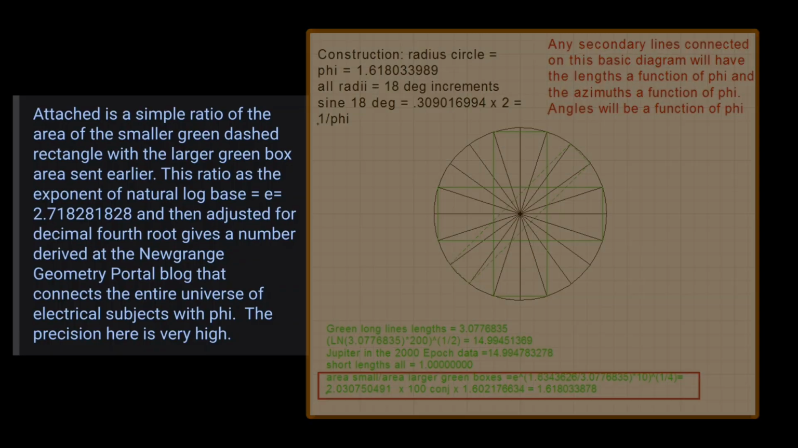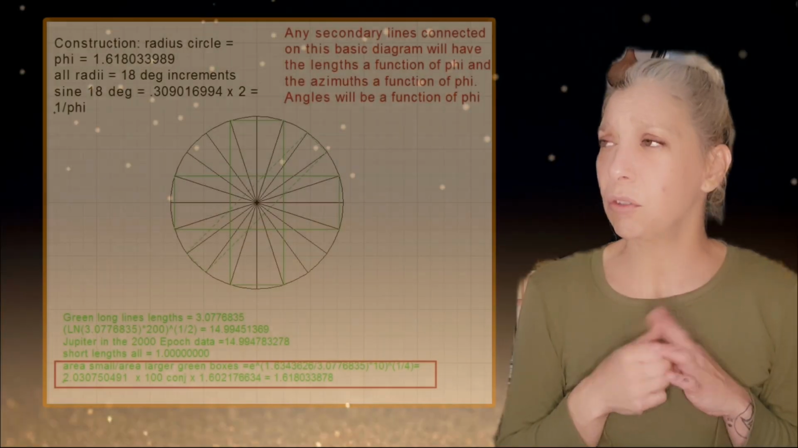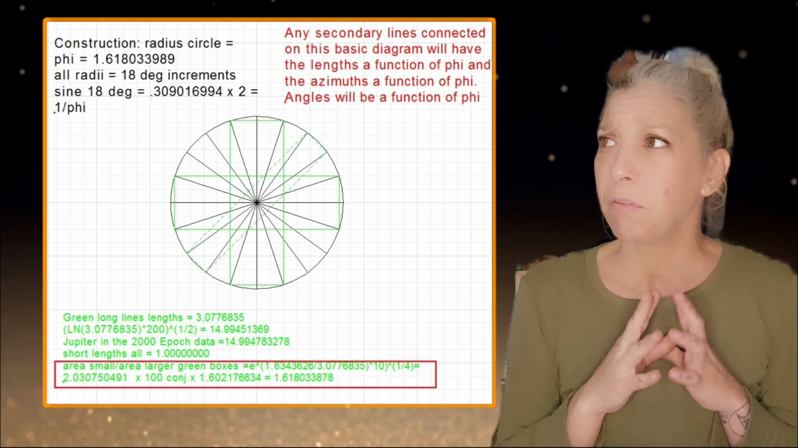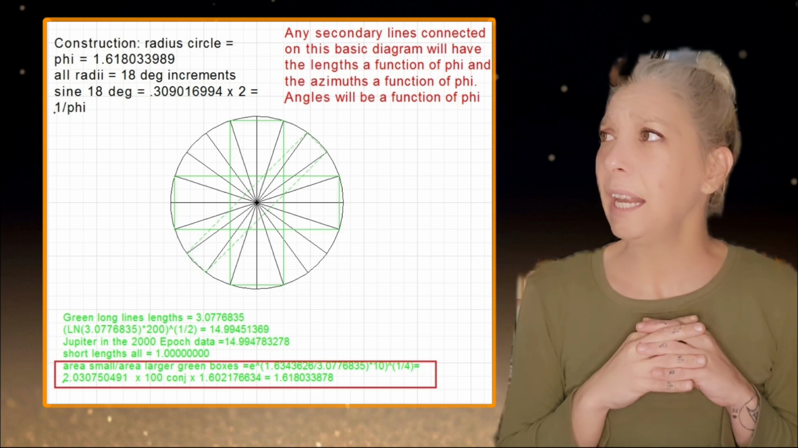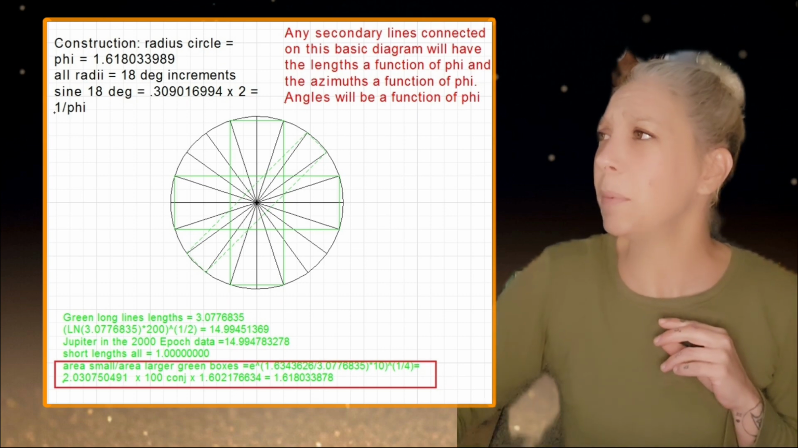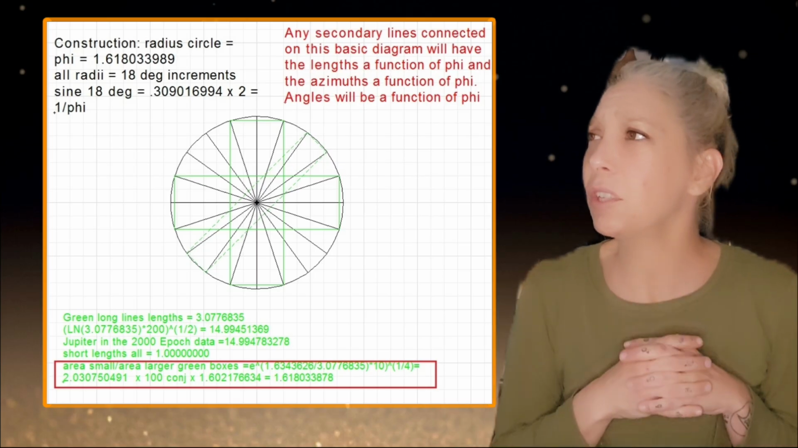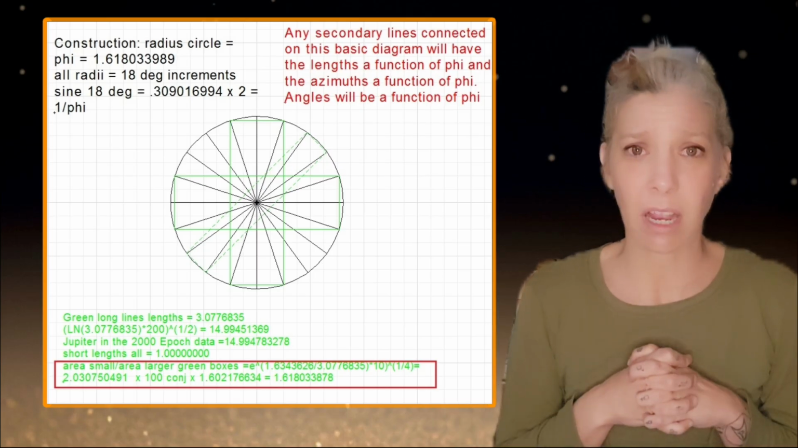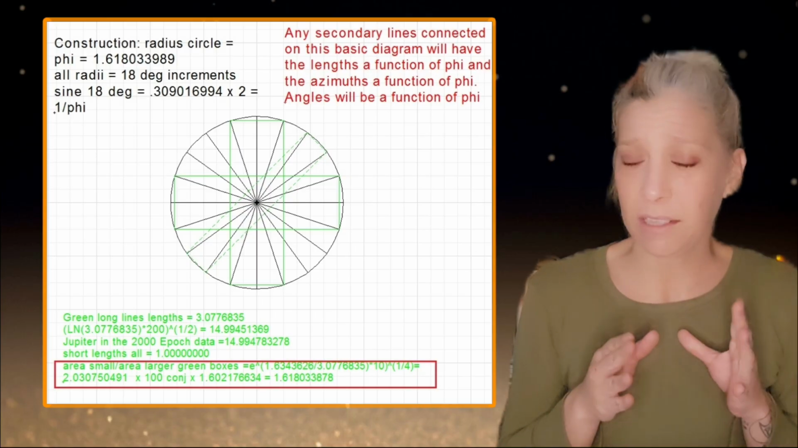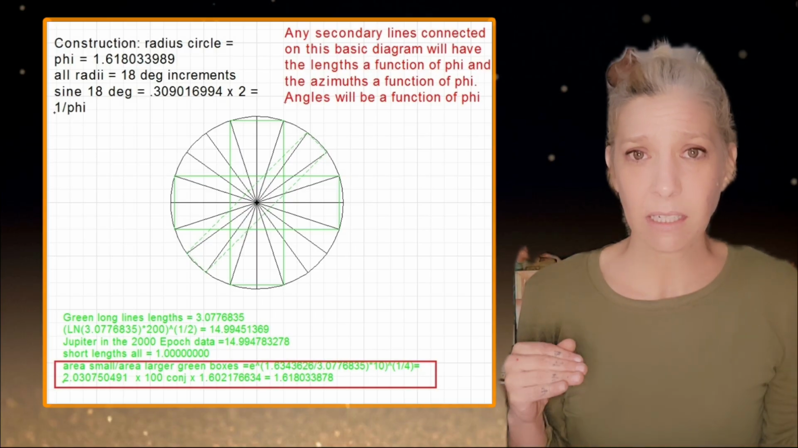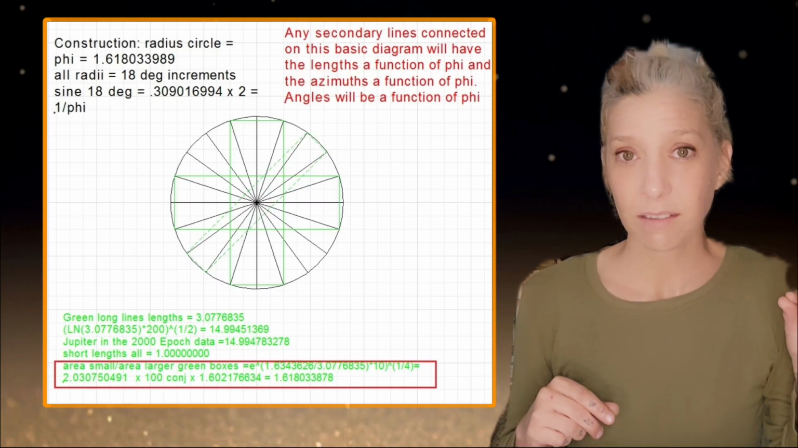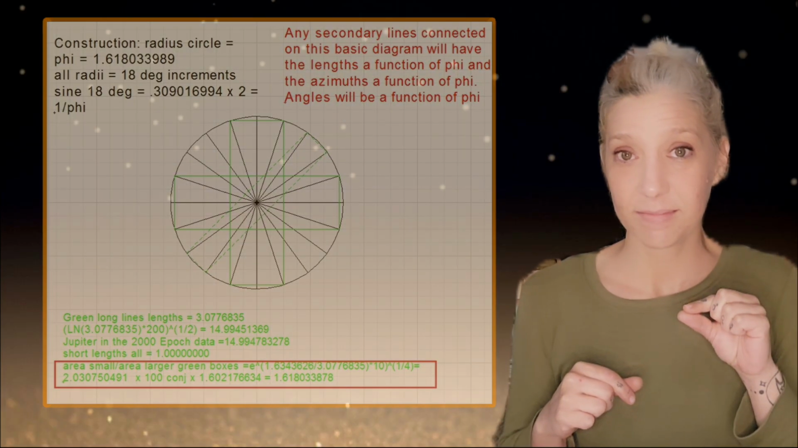The precision here is very high. And with the construction of the circle, phi is still in here, right? Any secondary lines connected to this basic diagram will have the lengths and functions of phi and the azimuths of phi, and the angles will be a function of phi. So even with the 18-degree segments, which is each letter of the Ogham, phi's all over it.